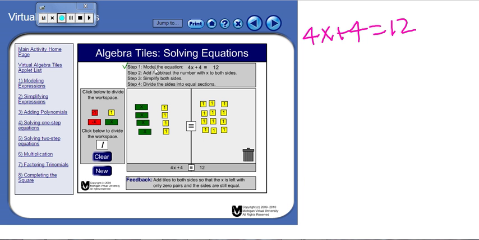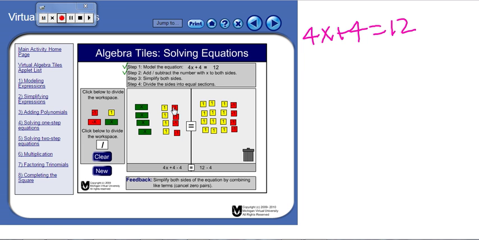Okay, so modeling done. Step 2, we need to add or subtract the number with x to both sides. That number that's with the x is this plus 4. The way that we move that over is by adding our 0 pairs. So I need to add my 4 negative ones. But right now I'm not balanced, so what I do to one side, I have to do to the other side. If I add my 4 negative ones over here as well, then I have got balance again.